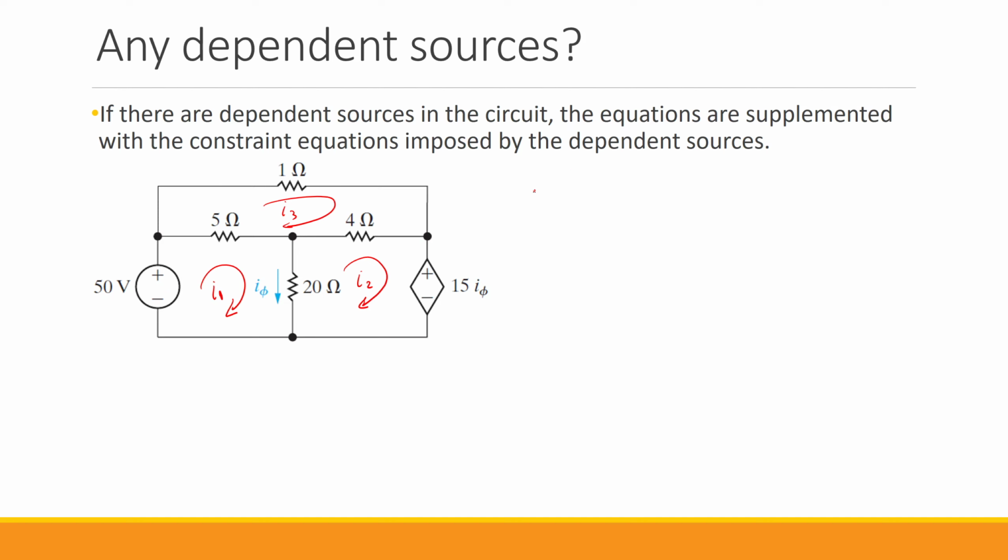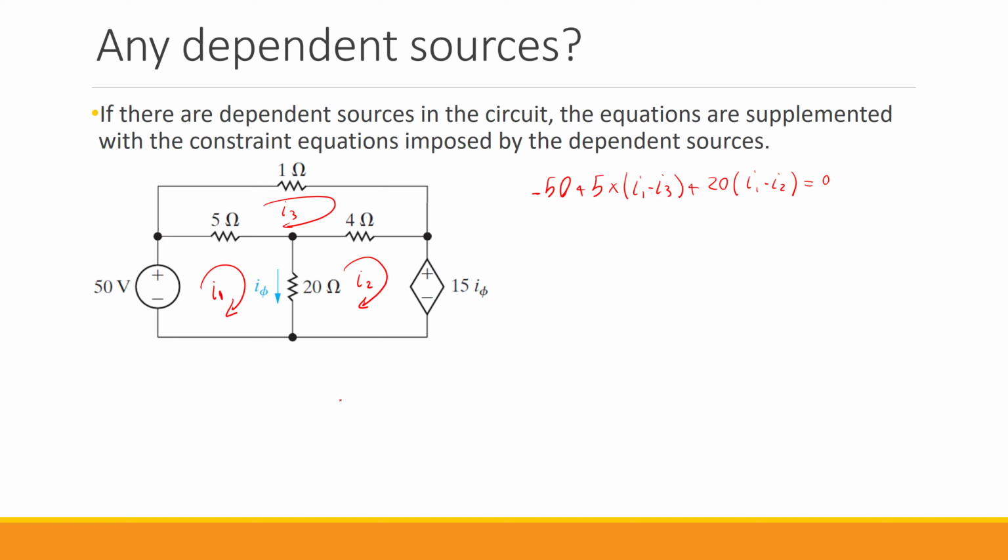For this one, we have negative 50 plus 5 multiplied by, what is the net current in the direction of I1? It's going to be I1 minus I3. So we have I1 minus I3. What is the net current for the 20 ohm in the direction of I1? It's going to be 20 multiplied by I1 minus I2. That equals 0.